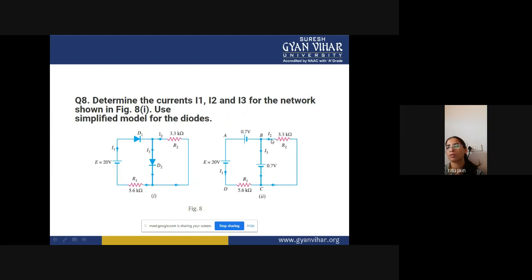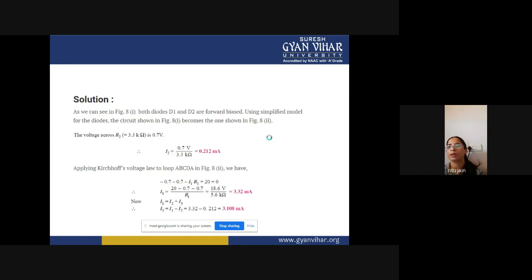From this, you can see that at this point, the voltage drop is your 0.7 volt. If you apply KVL in this loop, you will get 0.7 volt minus I2 into 3.3 kilo ohm. So by this equation, you can easily calculate the value of I2, which is equal to 0.7 volt upon 3.3 kilo ohm, which is equal to 0.212 milliampere.